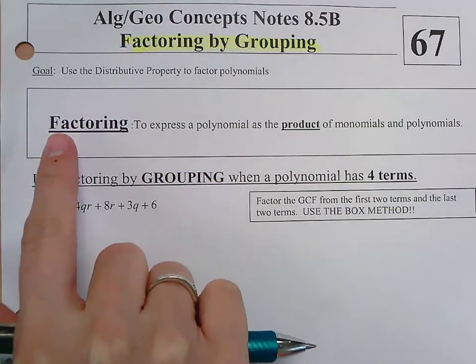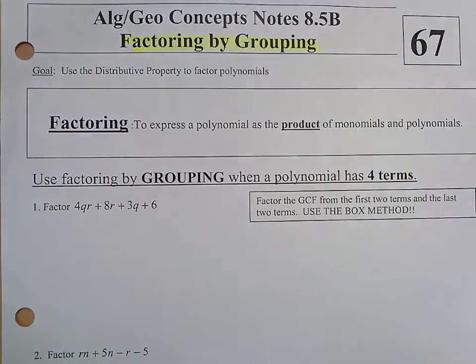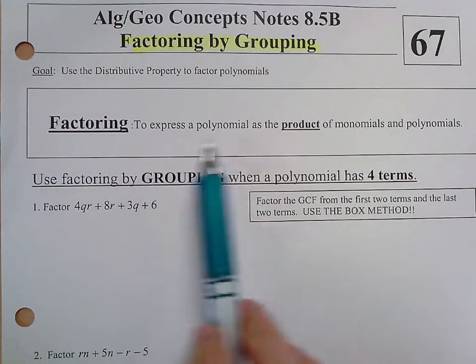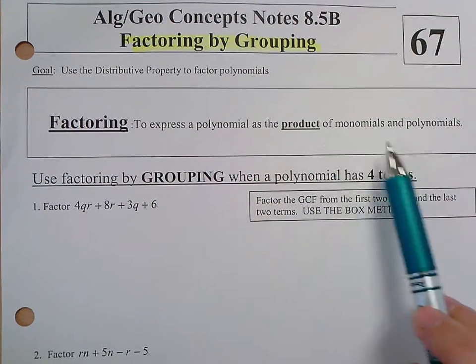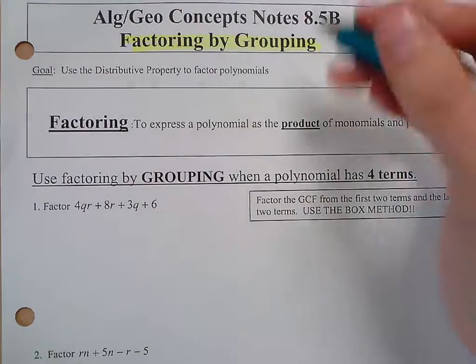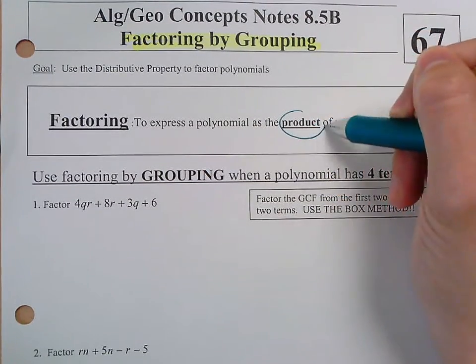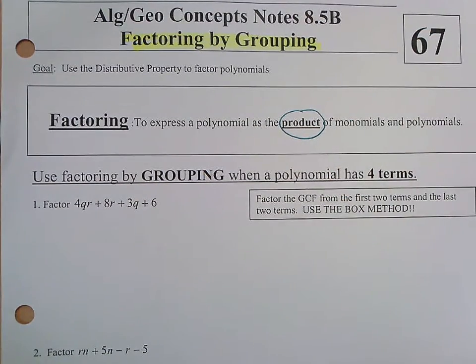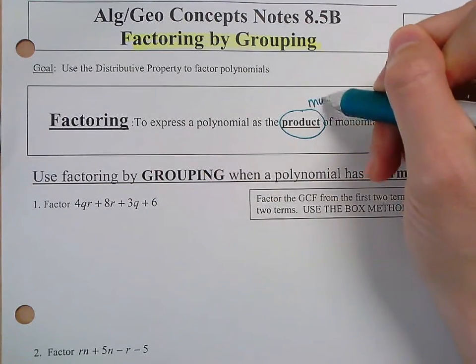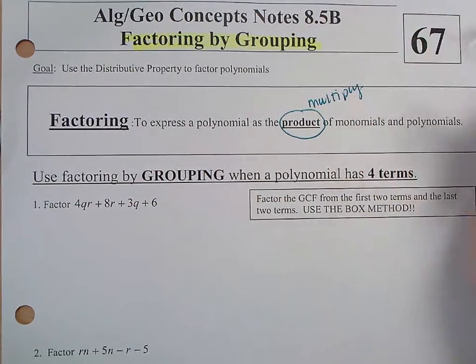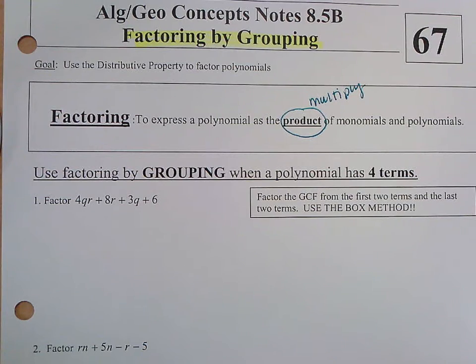And this is just a reminder, you had this definition on your note sheet yesterday as well, that factoring is expressing a polynomial as the product of monomials and polynomials, and product again means which operation? Yes, multiplication. So product means to multiply. So you are finding what multiplies together to equal what I'm given. Okay, it's the reverse of multiplying is what factoring is.